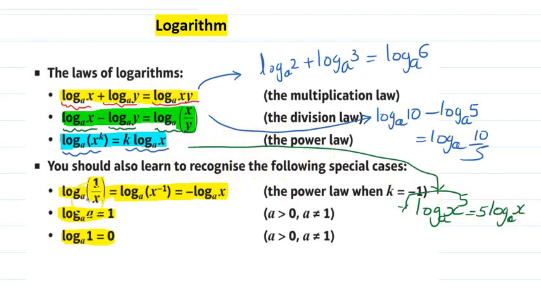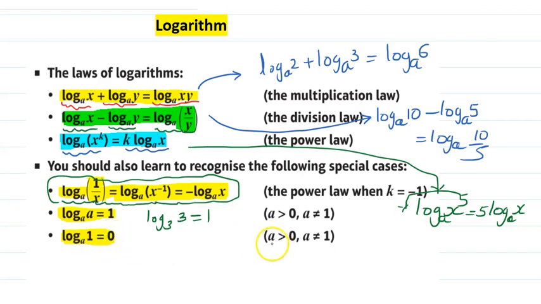Similarly, we can do these rules as well, like log base a 1 over x equal to log base a x to the power minus 1. This minus 1 comes forward, then you can write minus log base a x. Log base a of a equal to 1, provided a is greater than 0 and a is not equal to 1. If it is log base 3 of 3, then also it is equal to 1. Similarly, log base a 1 equal to 0. So a is greater than 0 and a is not equal to 1.